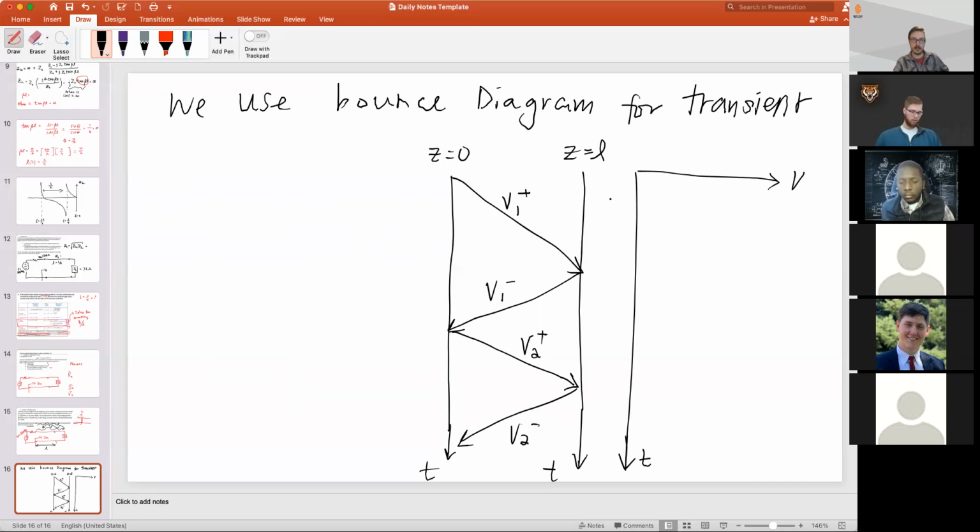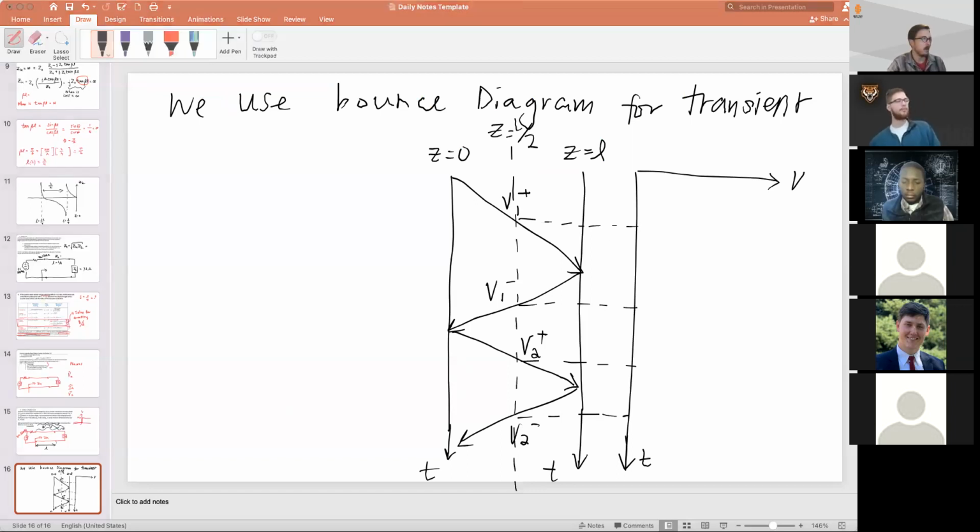We can translate the voltage here, based on these bounces, to a plot on this side that shows what the voltage is at any given point in time. In this problem, we're asked to find the voltage at the center of the line. So we want to find the voltage on the line at these points.